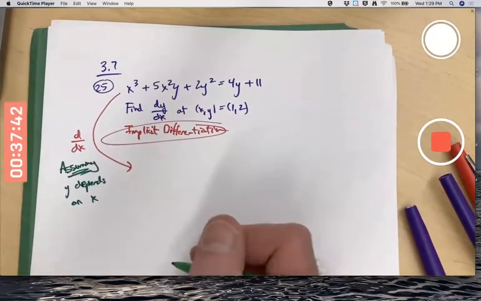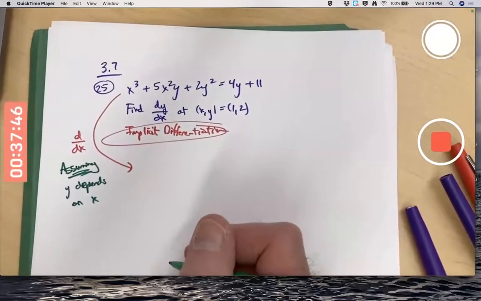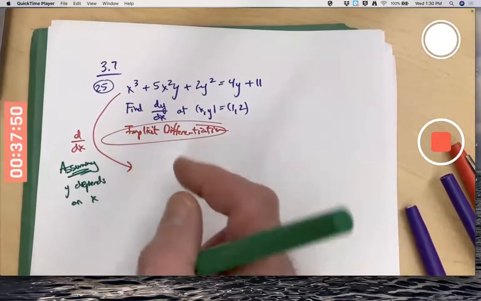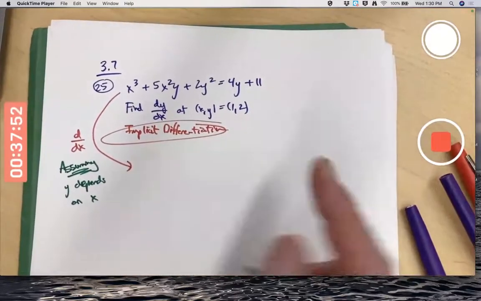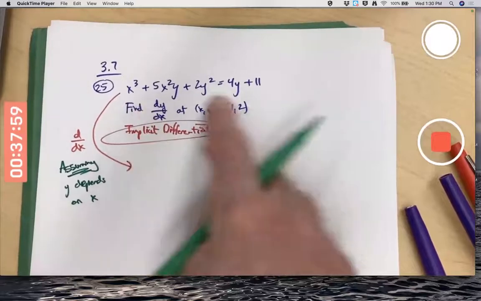That's a very important thing to realize. Y is not a constant. It does depend on x. I need to treat it as a function of x, even though you don't see an f of x in there anywhere. I could put an f of x in place of each y, but you don't have to.